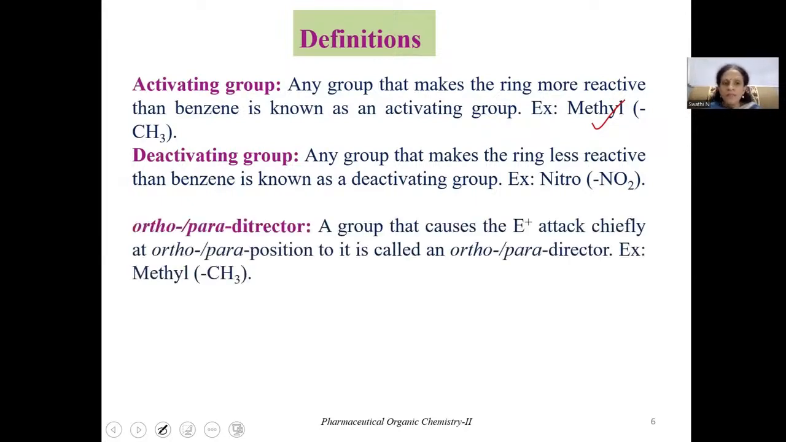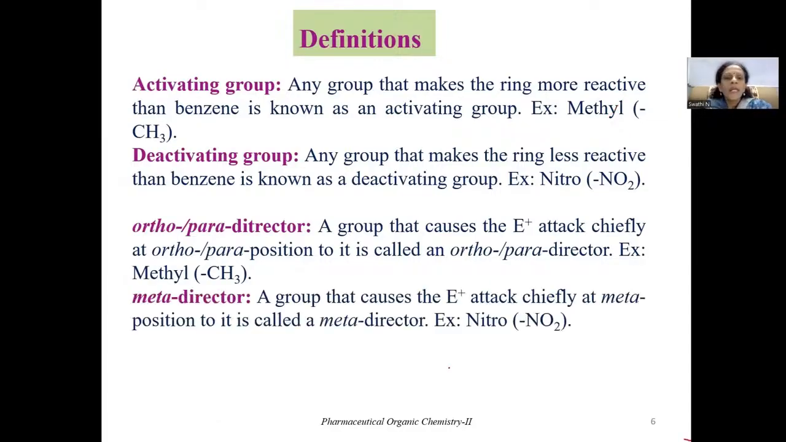Groups can also be classified into ortho-para directors and meta-directors. An ortho-para director means a group that causes the electrophilic attack chiefly at the ortho or para position. For example, the methyl group. A meta-director is a group that causes electrophilic attack chiefly at the meta position to it. Here the nitro group is an example of a meta-director.